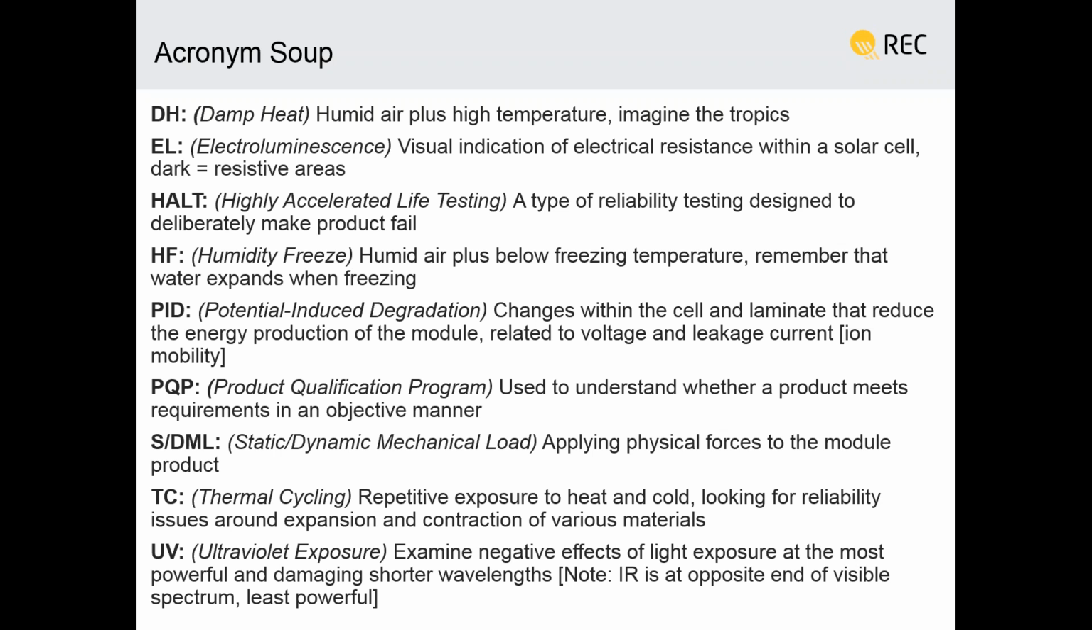So DH stands for damp heat. Like I mentioned earlier, pretty simple. Just imagine you're in a tropical environment. That's a high temperature in humid air. That's an environment that can be tough for products, but that's what that specific thing means.